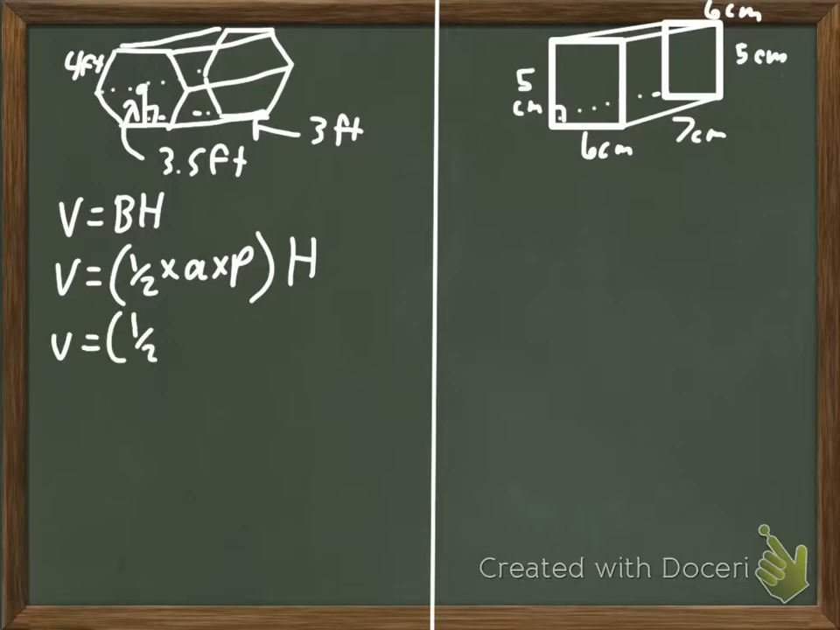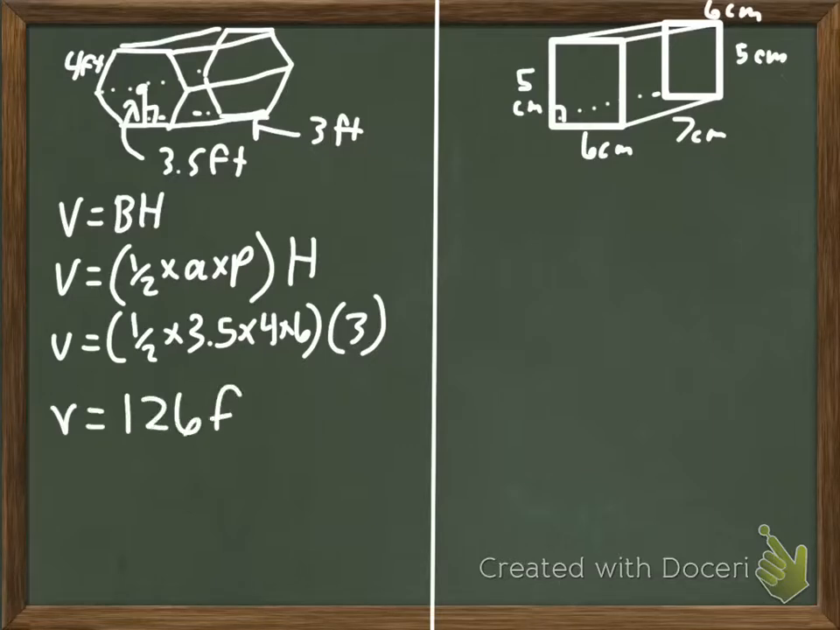So we're going to do 1/2 times the apothem, which is 3.5, times the perimeter, which would be 4 times 6, or you could just plug in 24 there if you knew that was 24, times the height, and our height is 3. So we plug this in the calculator, we get 126, and then it's feet squared. And if we don't get a nice decimal, let's go ahead and round to the nearest hundredth, so 2 decimal places.